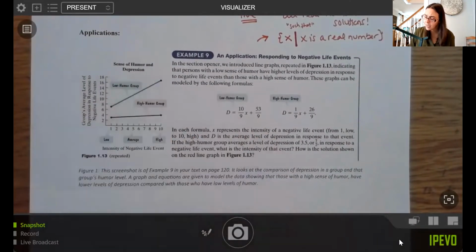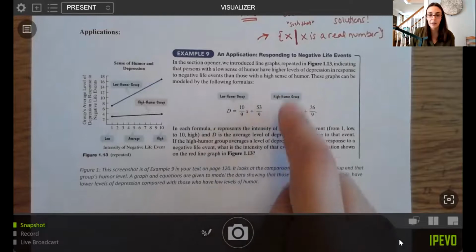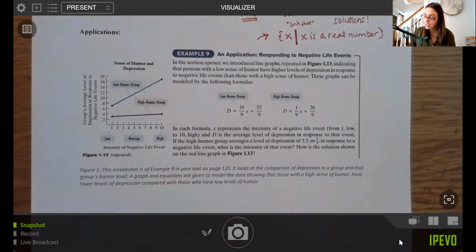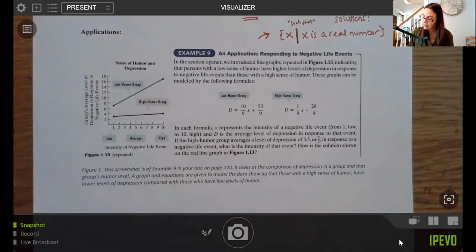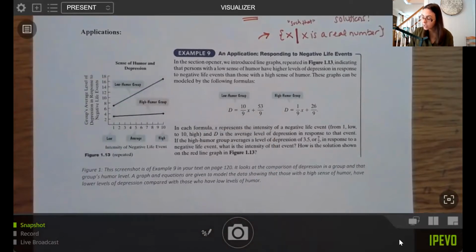So you have your graphs here, and you also have your models as equations. This is the low humor group, and this is the high humor group. In each formula, X represents the intensity of a negative life event, from 1 being low to 10 being high. And then D, which is along this axis here, is the average level of depression in response to that event. So here's our question. If a high humor group averages a level of depression of 3.5 or 7/2 in response to a negative life event, what is the intensity of that event? And then how is the solution shown on the graph?